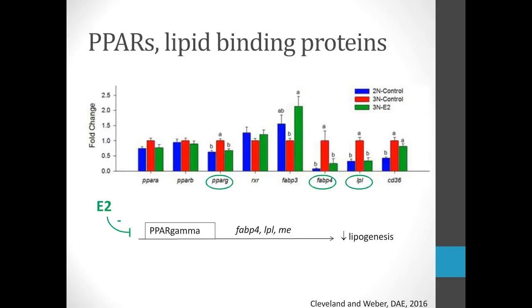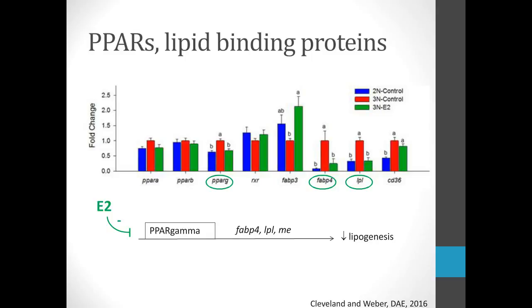So as I indicated before, we have PPAR transcription factors in the lipid multiplex, as well as lipid-binding proteins. The regulation of these genes is largely driven by estradiol signaling. And PPAR gamma is a transcription factor that regulates numerous genes associated with lipogenesis, including fatty acid binding protein 4, lipoprotein lipase, and malic enzyme, all of which were also included on the multiplex and were also reduced, supporting a role for estradiol in regulation of lipid-related activities.